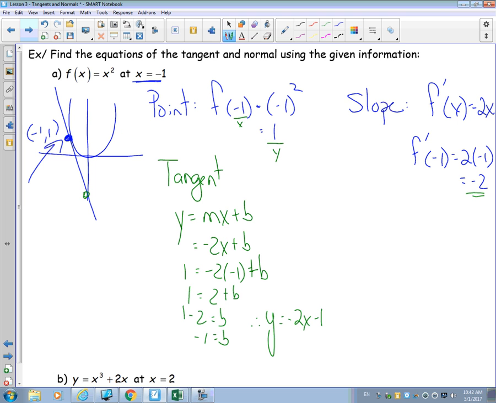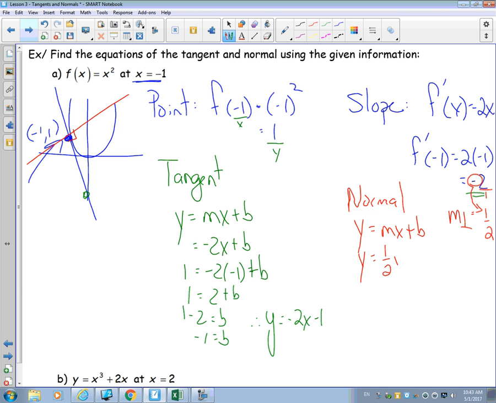To do the normal, it's the perpendicular line to that point. So it's going to look like this. It's perpendicular. It's still a line, so it still follows mx plus b, but the slope is the negative reciprocal, the perpendicular slope. So, reminder, I've got to flip this over, so 2 over 1 becomes 1 over 2. It was a negative, so this becomes a positive.